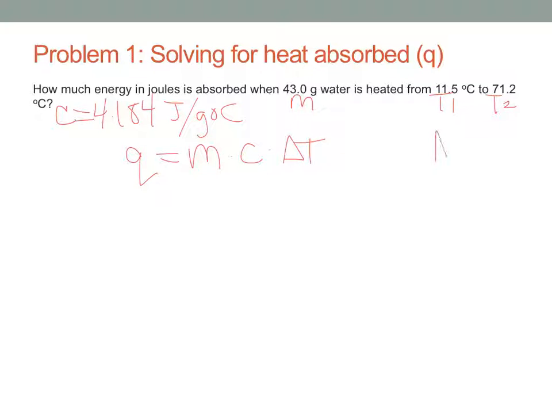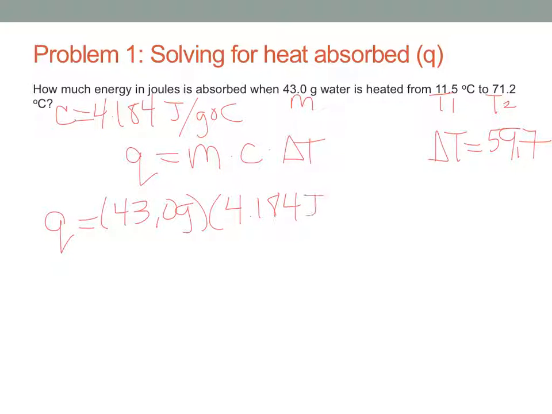And our delta T here turns out to be 59.7 degrees C. So Q is equal to our mass, which is our 43.0, and then our C is 4.184 joules per gram degree C, and our delta T, as I said previously, is 59.7 degrees C. Check units.